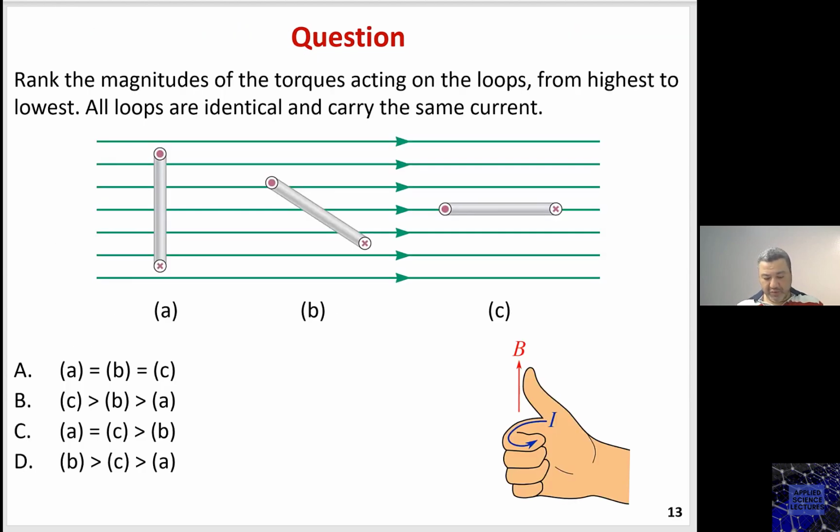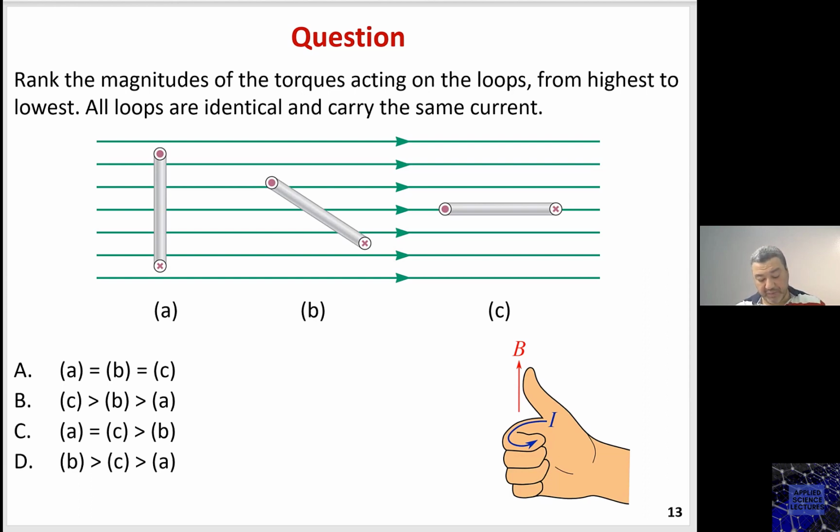Now, let's look at this question here. Here we have a loop. We're only seeing half of it, just so we can have an idea about the direction of the current. So in this case, the half that is inside the page does exist. The half that is outside has been removed. But here the question is asking to rank the magnitudes of the torque acting on the loops from the highest to the lowest. All loops are identical and carry the same current.